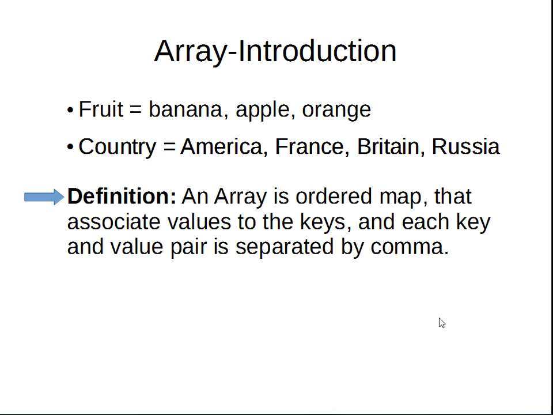An array is an ordered map. So what's an array? The array is an ordered map that associates values to keys. Remember this, that associates values to keys. So that means in an array we keep our values in key and value pairs. A key and a value is always going to be in a pair, and each key and value pair is separated by a comma.